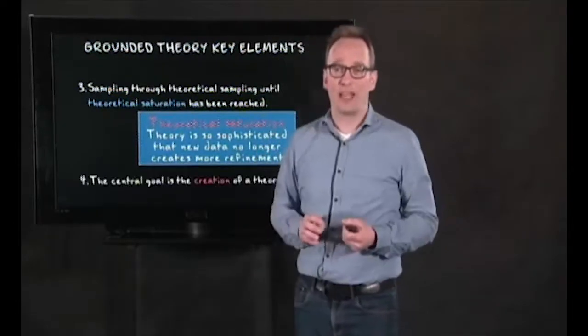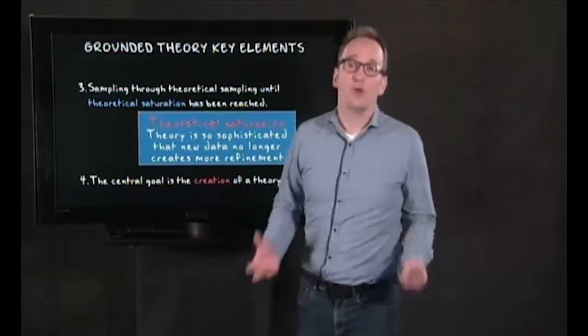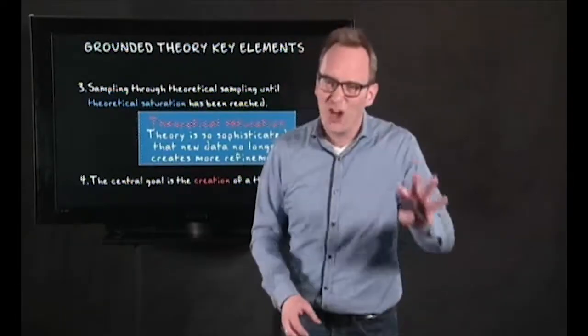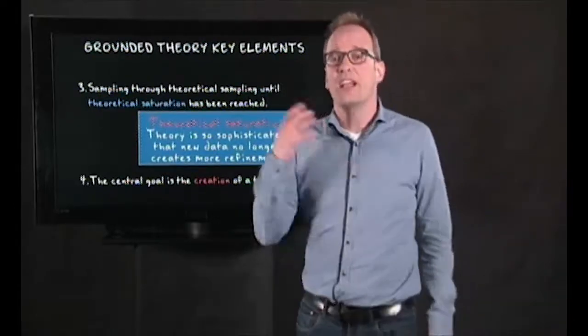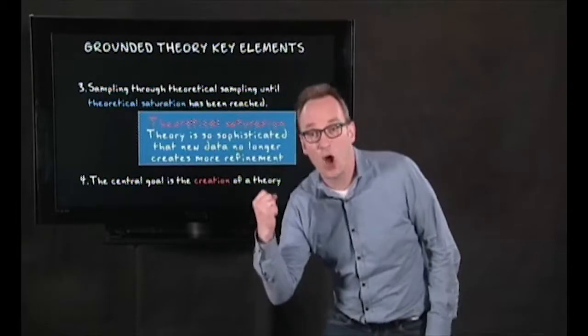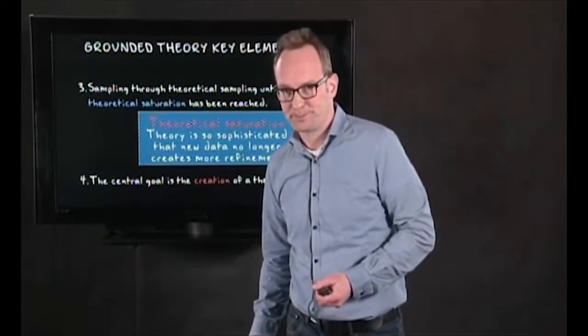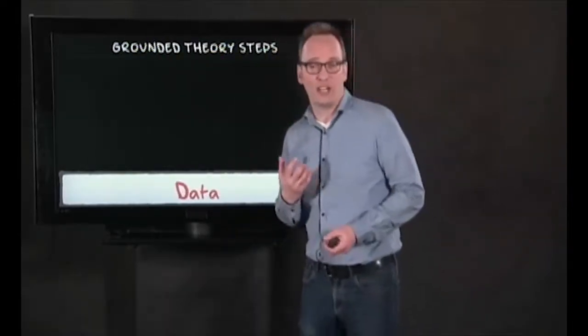The fourth key element of grounded theory is, as I said before, the creation of a theory. Rather than just describing, Glaser and Strauss said, we need theories. Theories that are connected, grounded in the data. So what steps do we need to take then when doing grounded theory?